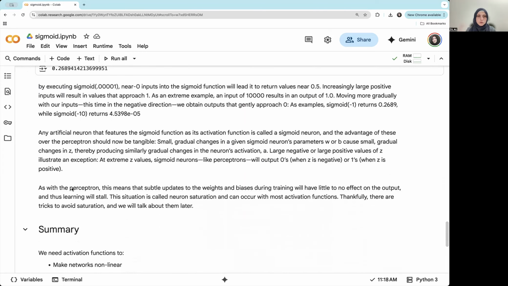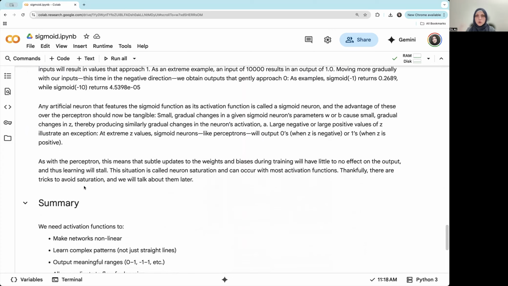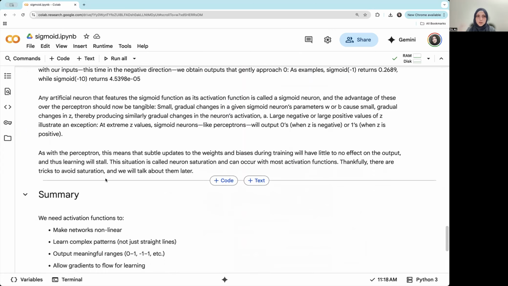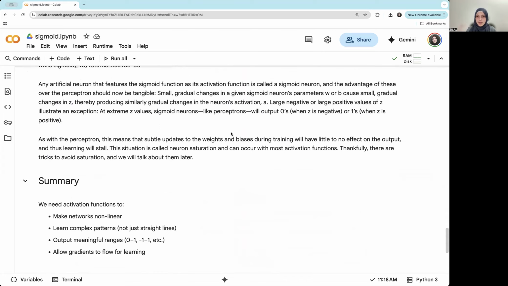Any artificial neuron that features the sigmoid function as its activation function is called a sigmoid neuron, and the advantage of these over the perceptron should now be tangible. Small gradual changes in a given sigmoid neuron's parameters, W or the bias b, cause small gradual changes in Z, thereby producing similarly gradual changes in the neuron's activation, a, which is the output of the activation function.